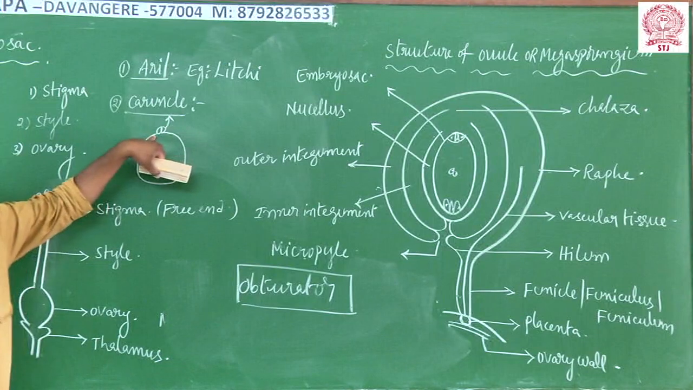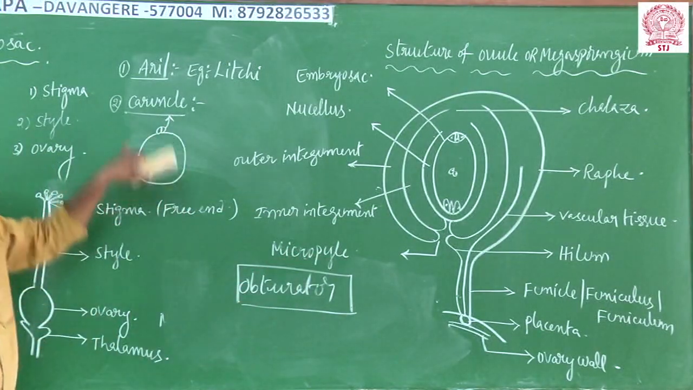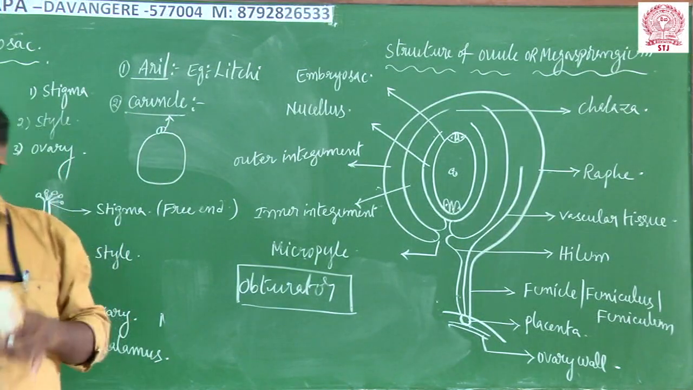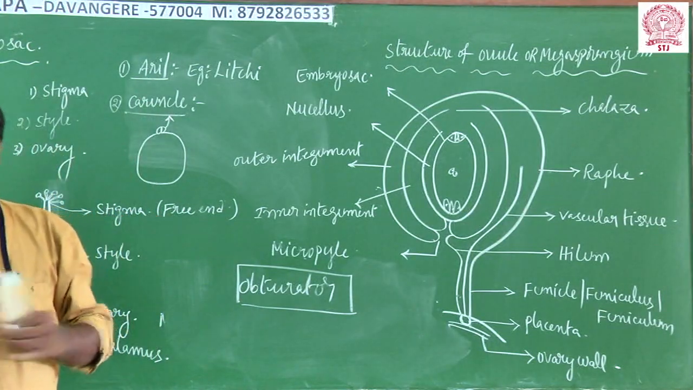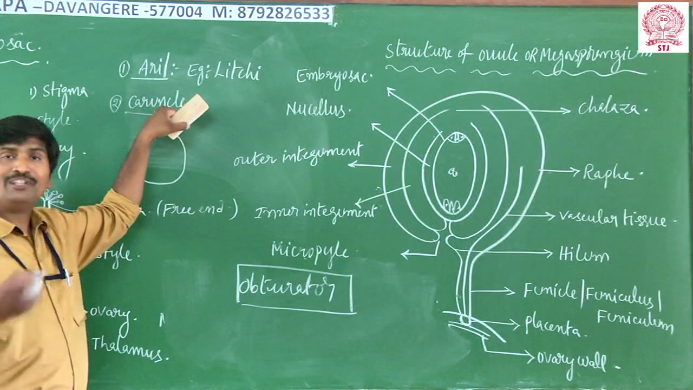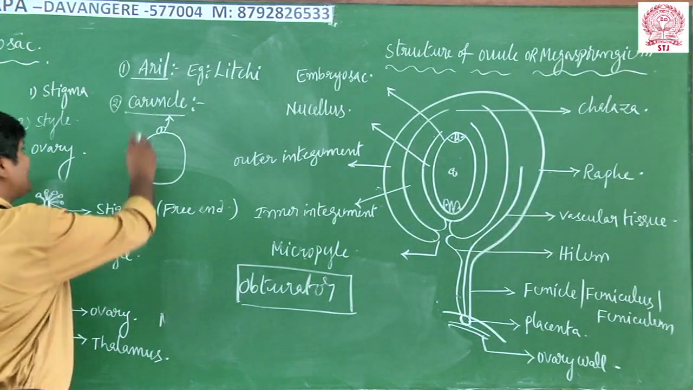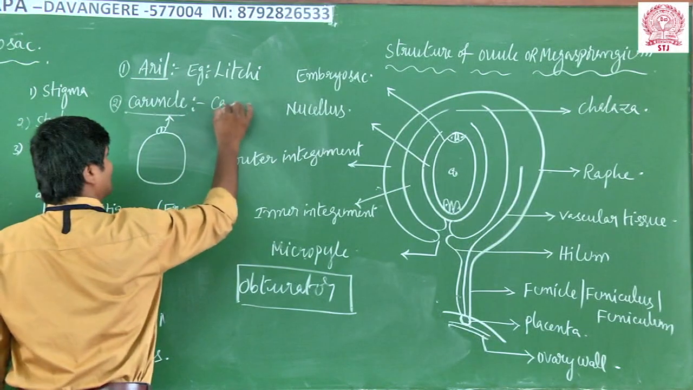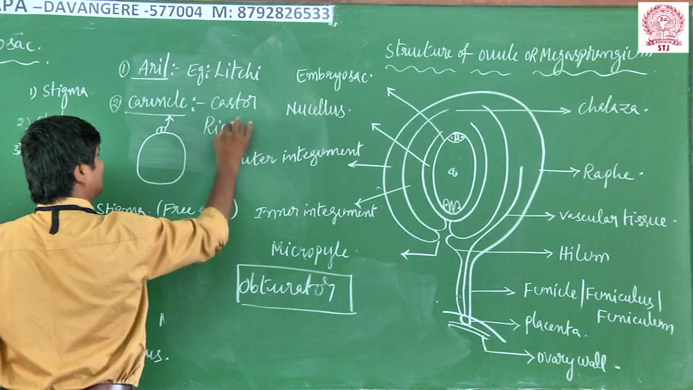The outer growth of the integuments over the micropyle is known as the caruncle. This caruncle is responsible for the absorption of water from the soil during seed germination. The best example here for caruncle is castor, Ricinus.